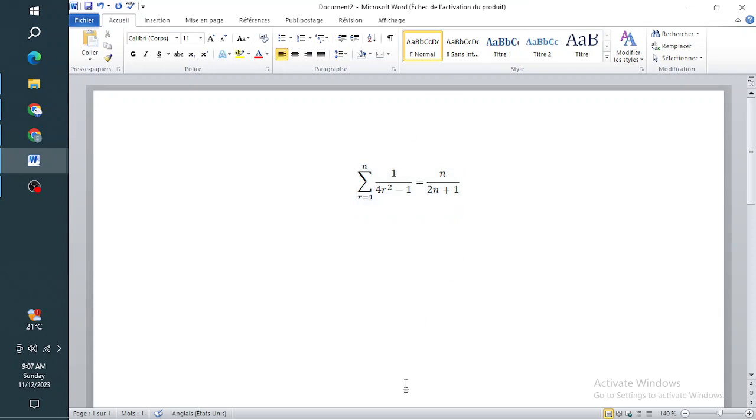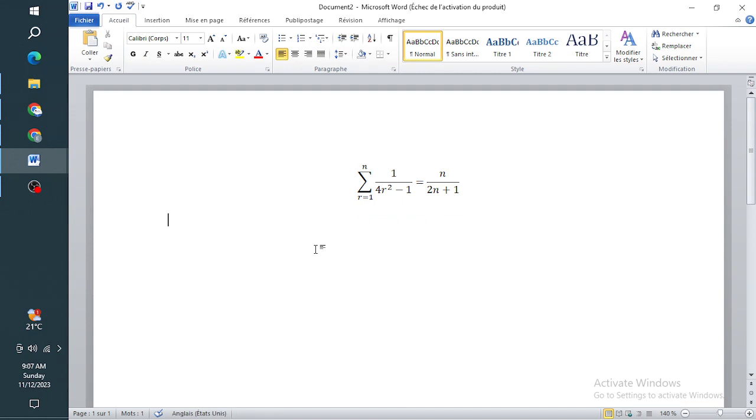In this video we are going to be using mathematical induction to prove that the sum from r equals 1 to n of 1 on 4r squared minus 1 is equal to n divided by 2n plus 1. This is just a continuation of the previous video I did, where we had to find this sum using our knowledge of partial fractions.